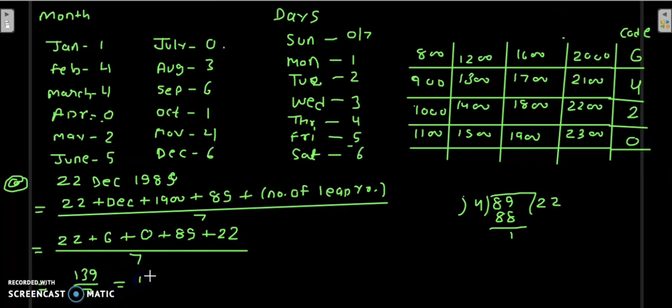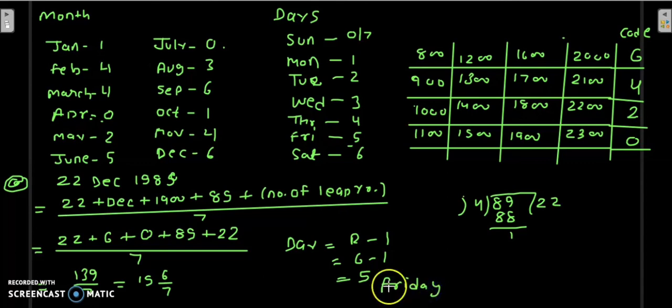Then 7 19s are 133, remainder 6. So day will be what? Remainder minus 1. Remainder is 6 minus 1, that is 5. 5 is the code for Friday. That means on which day was I born? On Friday. Now you can take your date of birth and find the day. You can ask your parents' date of birth and let them be surprised. On this day you were born.